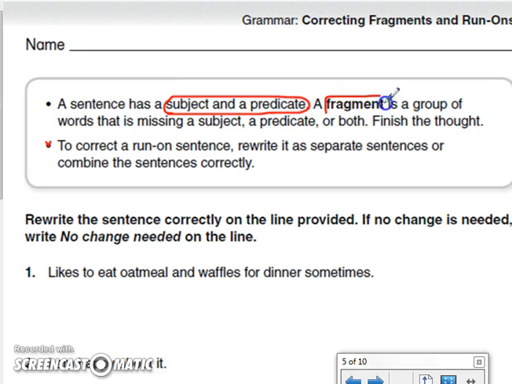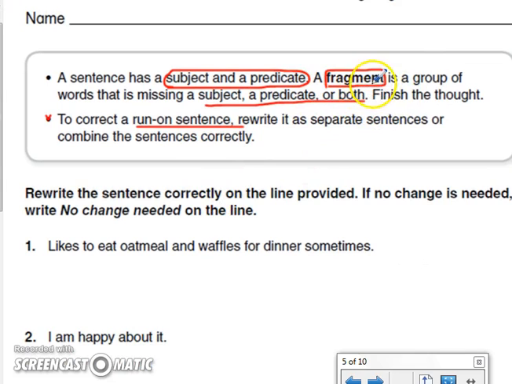A sentence has a subject and predicate. Boy, we've been really good with that, haven't we? A fragment is a group of words that is missing a subject, a predicate, or both. It could be one, it could be both. Finish the thought. It's almost like things don't feel right, right? To correct a run-on sentence, rewrite it as a separate sentence or combine the sentences correctly. So, just like a clause is a group of words, but we know a clause does have a subject and verb, doesn't it? That's the difference between a clause and a fragment. This one is like, yes, a smiley face. The fragment would be like, ugh, yuck, sad face.